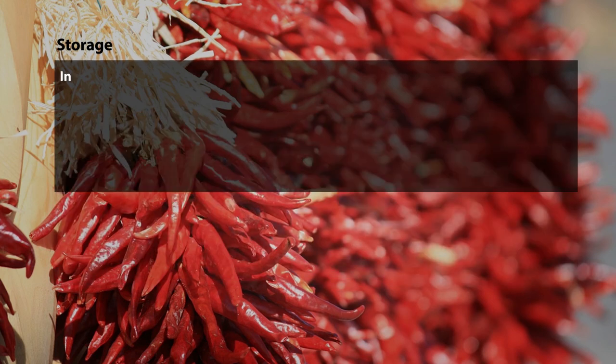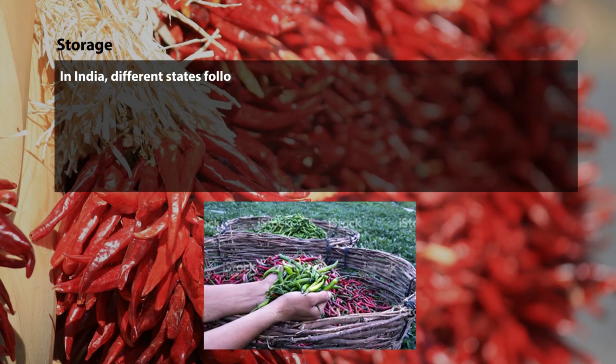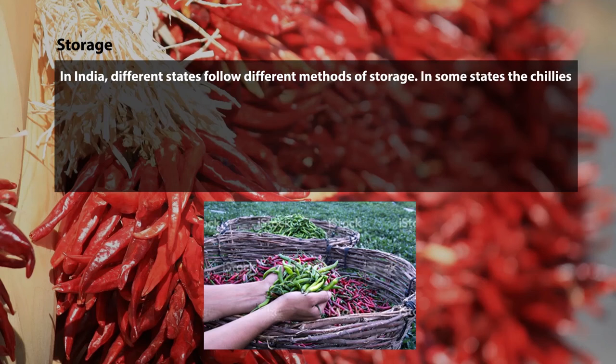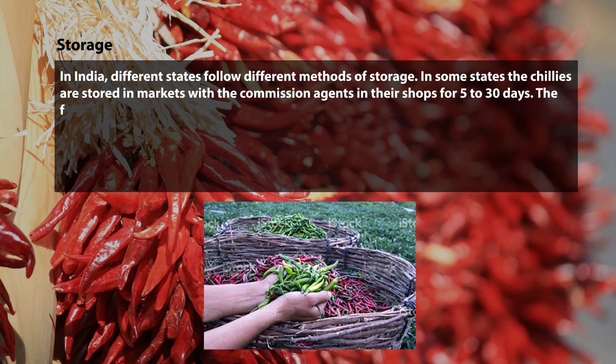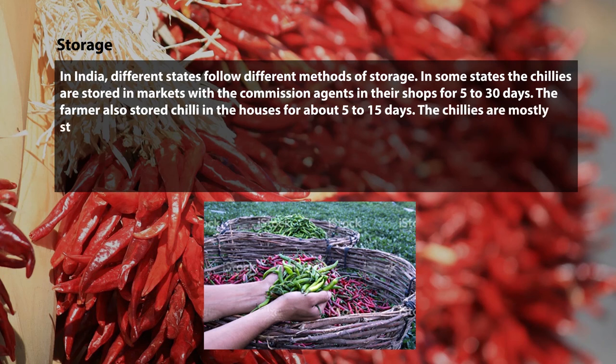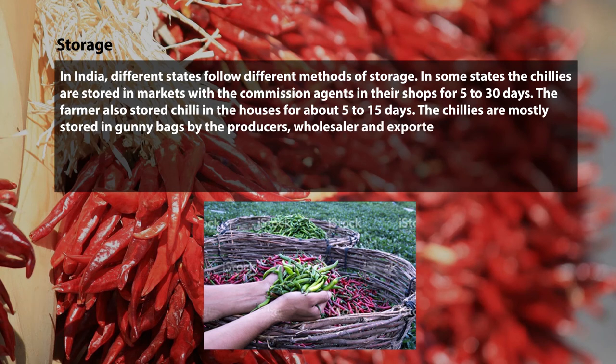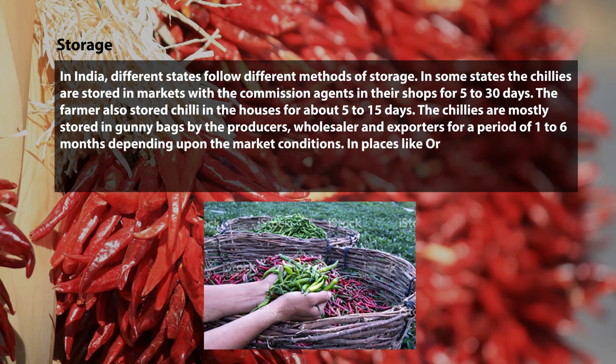Storage. In India, different states follow different methods of storage. In some states, the chilies are stored in markets with the commission agents in their shops for 5 to 30 days. The farmers also stored chilies in the houses for about 5 to 15 days. The chilies are mostly stored in gunny bags by producers, wholesalers and exporters for a period of 1 to 6 months depending upon the market condition.